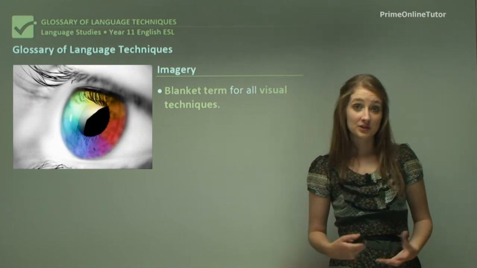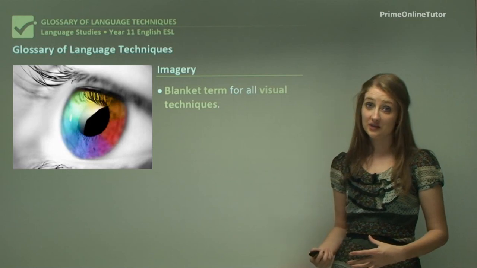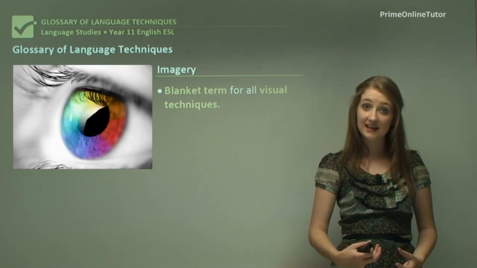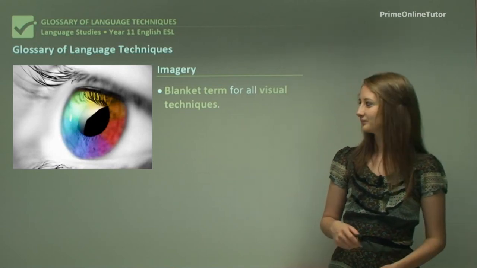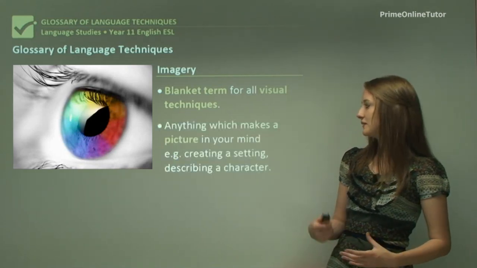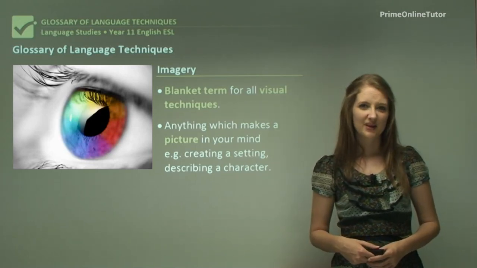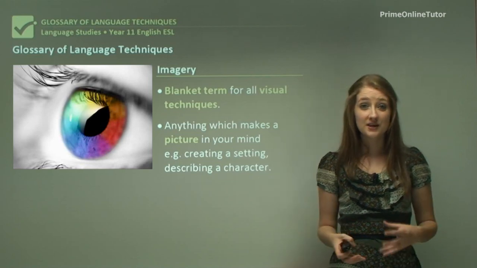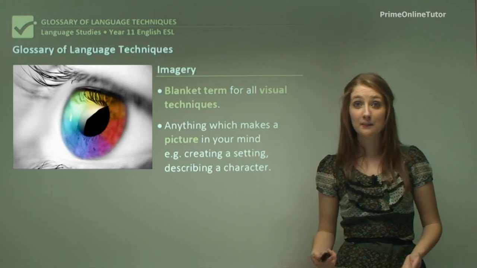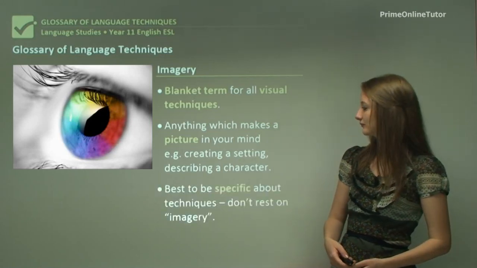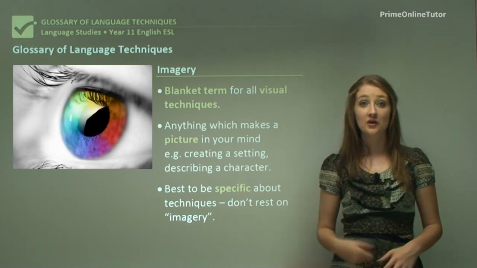Let's have a look at imagery as a technique. Now, imagery is a blanket term for all visual techniques. It's not a specific technique, it's more of just a heading that covers a number of the techniques we've already looked at. So it's anything which makes a picture in your mind, for example, creating a setting or describing a character. Basically what imagery is that once you've read it, you think, yeah, I can imagine that in my mind, I can see and I can hear what that person's describing to me. It's also best to be specific about techniques, for example, not resting on imagery.